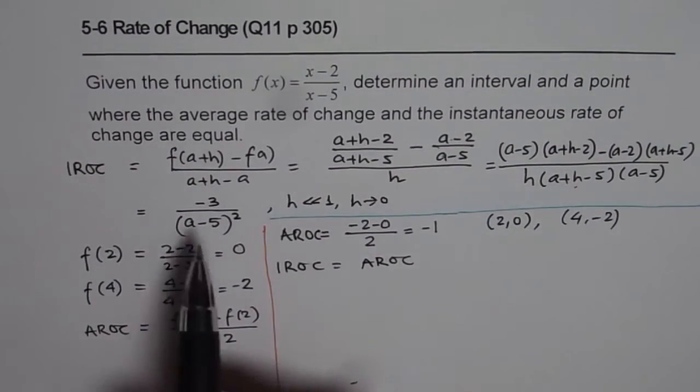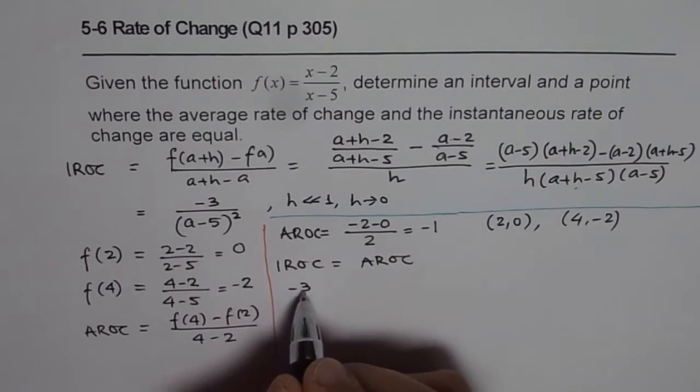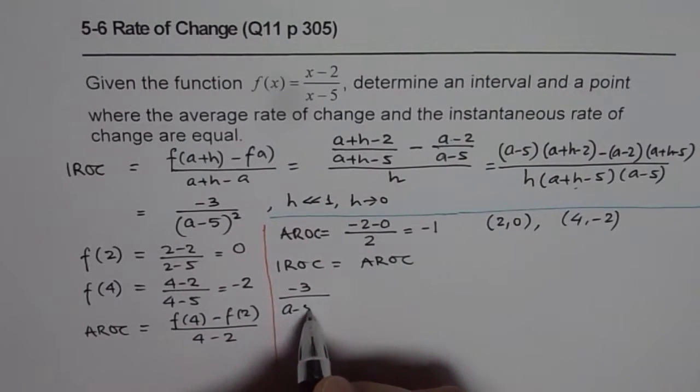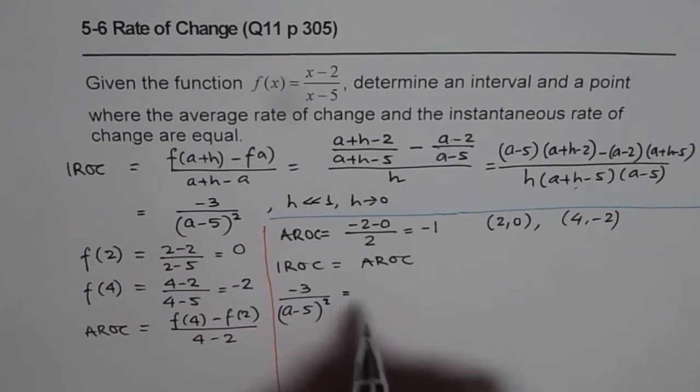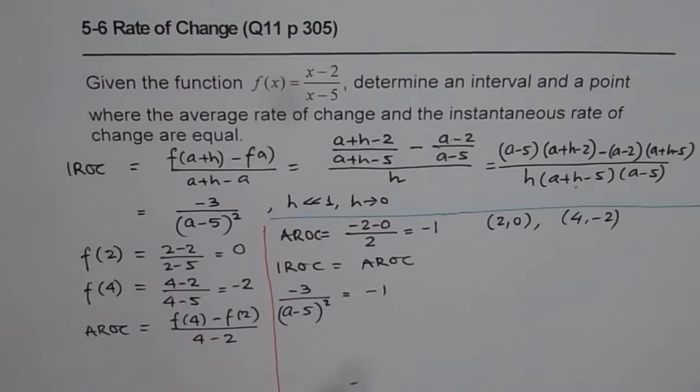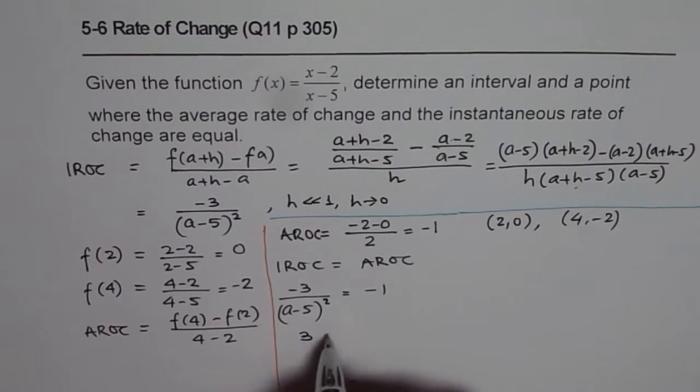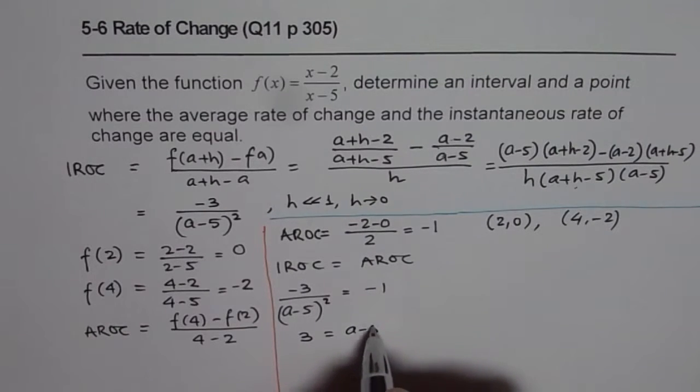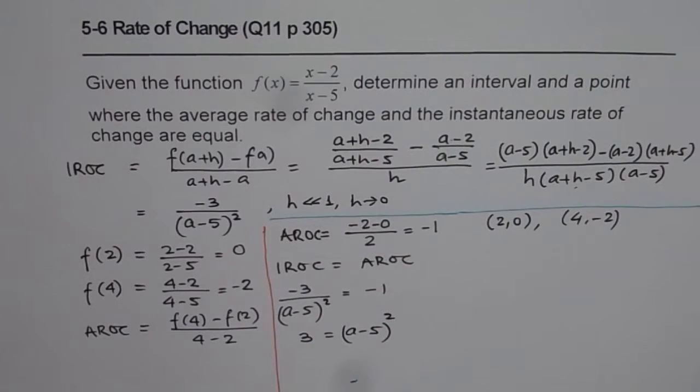So we have our general expression, which is minus 3 over (a minus 5) whole square. Let's equate it to the average rate of change of minus 1. So minus minus cancels. We can cross multiply. So we get 3 equals (a minus 5) whole square, right? Now we have to solve this equation.